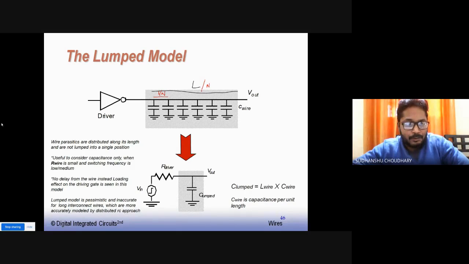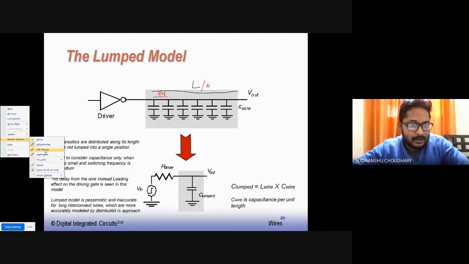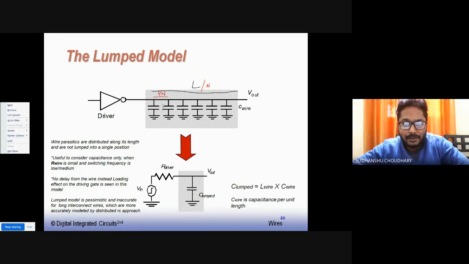Now it is useful to consider the capacitance-only model, right? Since in this picture you will see that only capacitance is mentioned, no resistance is associated with the wire. So this is also a useful approximation, that is, to consider only capacitance, and this is only possible when the resistance of the wire is small. So if the resistance of this length of wire is small, then one can ignore resistance, and then a capacitance-only model can be used for the interconnect wire.